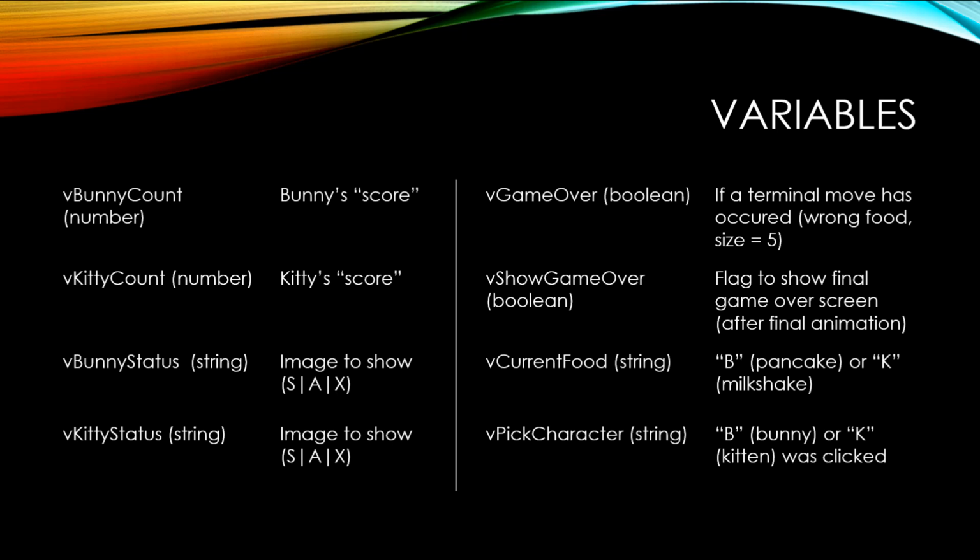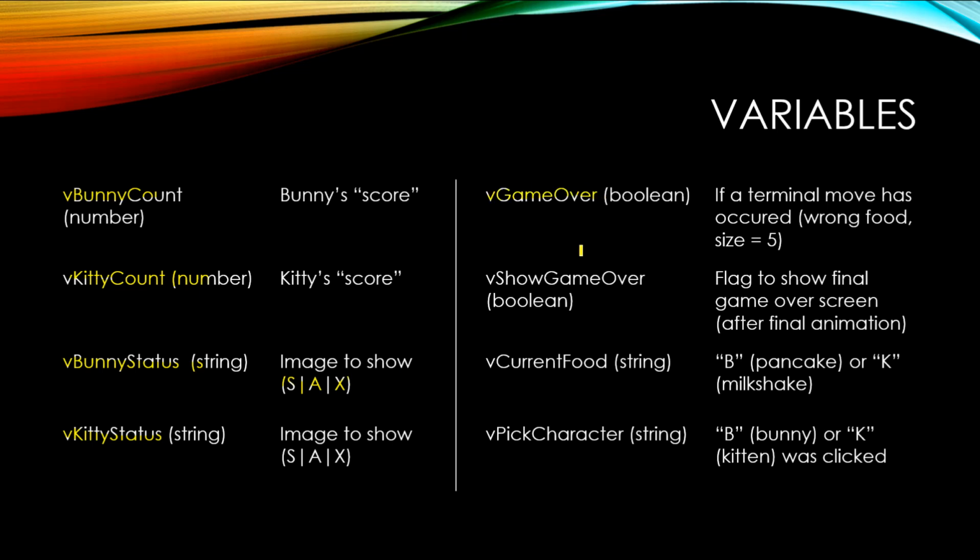And then we're going to use these 8 variables throughout the game: vBunnyCount and vKittyCount. Those are the scores for each animal when they've eaten the food successfully. The status of both the bunny and the kitty, and that's going to show which image to show, whether they're static, animated, or poisoned. And then on the right-hand side, we've got the game over flag on whether the game has ended because something terminal has happened.